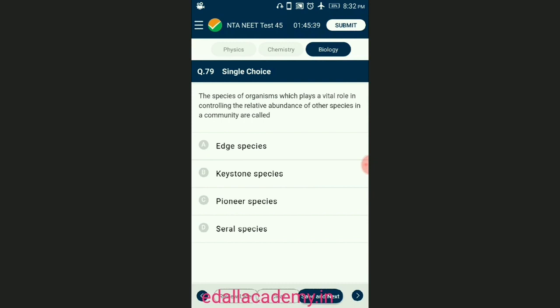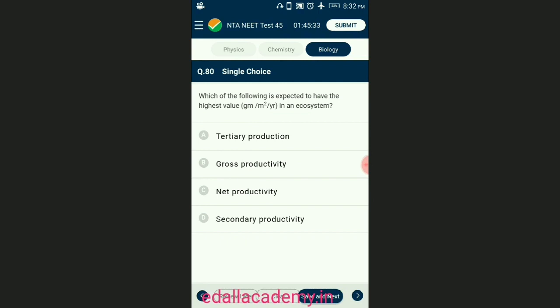Question number 80. Which of the following is expected to have the highest value in an ecosystem? Biomass produced by plants per unit area per unit time. GPP is the rate of production of organic matter during photosynthesis. So the answer is option B, gross productivity.